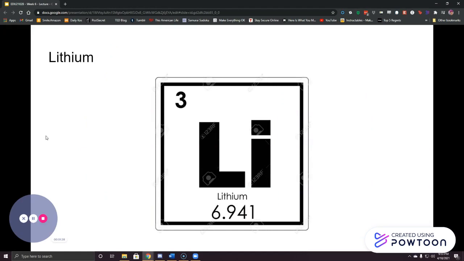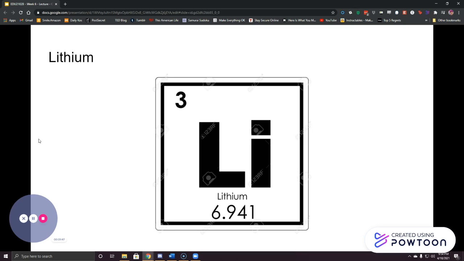The first element in this group is lithium. For your notes, please write the atomic number, the element name, and the symbol for each individual element within the group. You may take any additional notes as you see fit from the information provided within each slide.